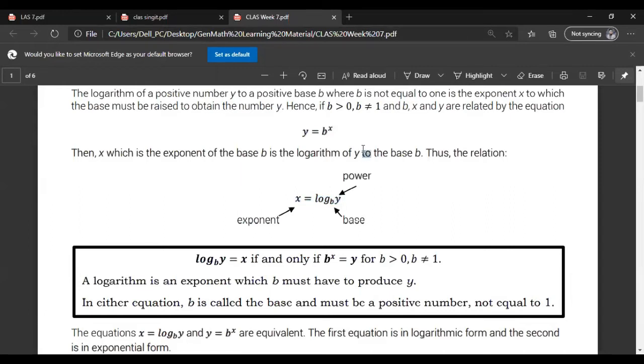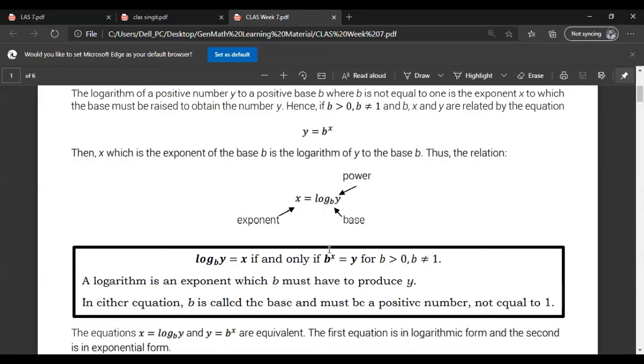Pili lang kayo ng preposition kung to or with. Okay? So, how to read this again? X is equal to the logarithm of y to the base b. Lalaktawan natin yung base. Ito kasi, we have parts of logarithm. We have the logarithm, yung log. Ito po ay nagde-denote na meron tayong logarithm, meron tayong power, meron tayong base, and meron tayong exponent.